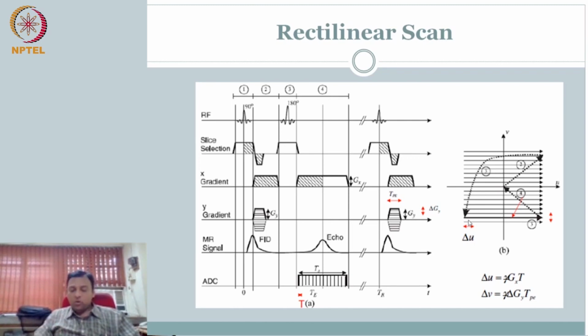Now what we need to do is understand the relationship between delta U, delta V, and the total U, total V. More importantly, this is just the Fourier domain. We are interested in the image resolution in the imaging plane. So what is its effect on delta X, delta Y? That is what we want to see. X and Y are spatial domain, whereas U and V are frequency domain.